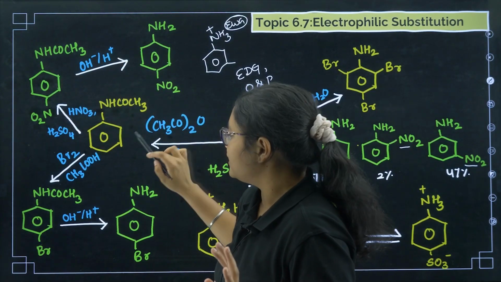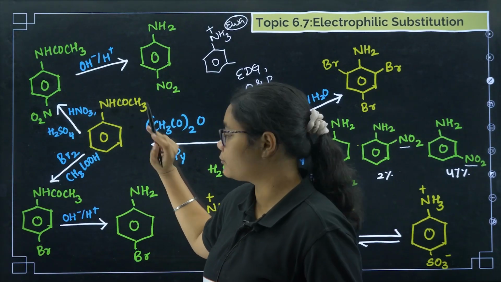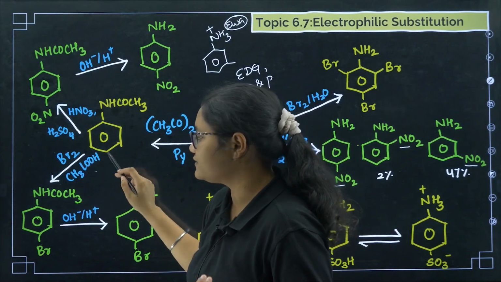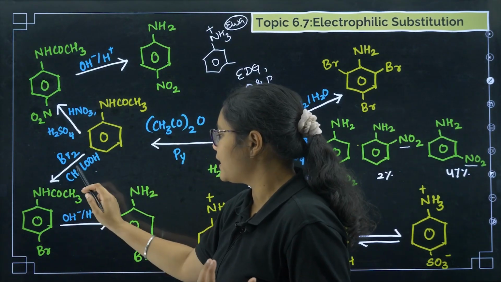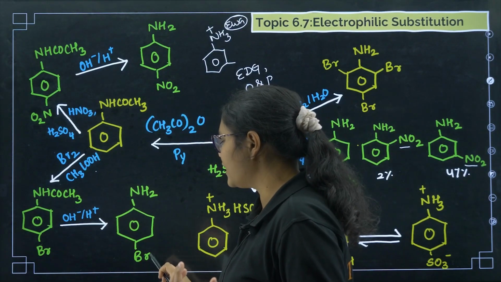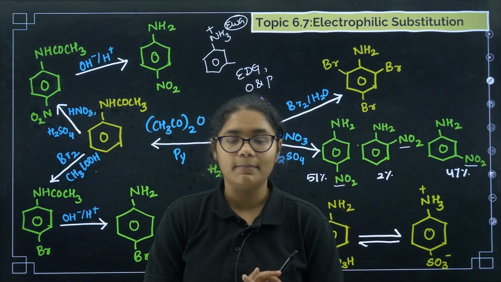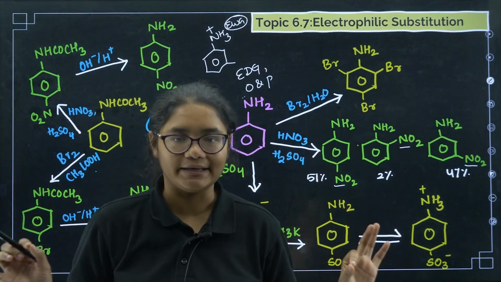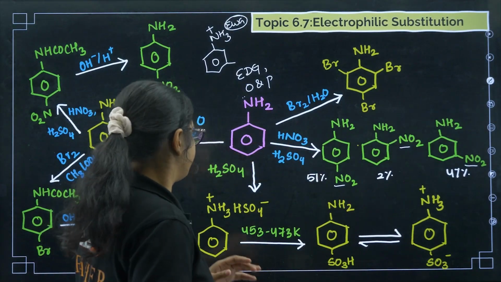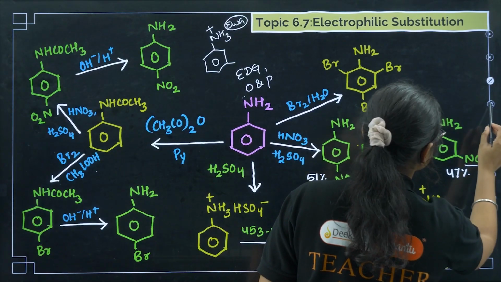Similarly, you can first protect it and then use bromine, and you will get bromine only in the para position. Then you can remove the protecting group with OH minus and get bromine only in the para position. So that was all about the electrophilic substitution reactions of aniline. Now let us go back here.